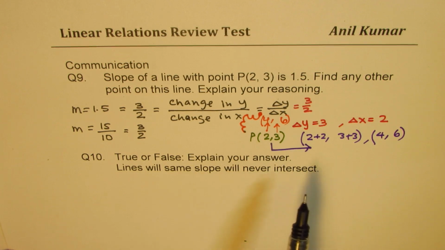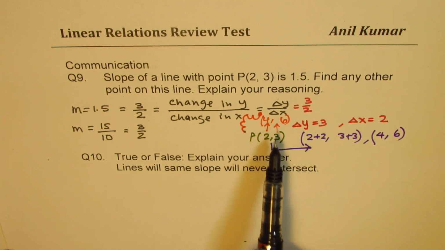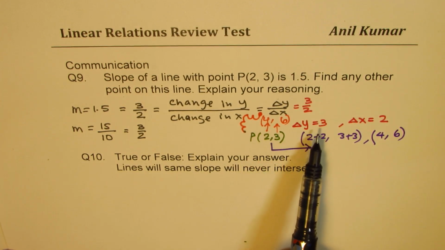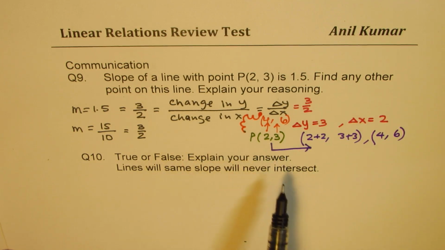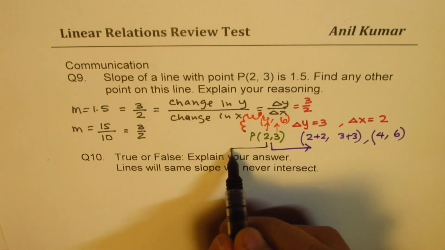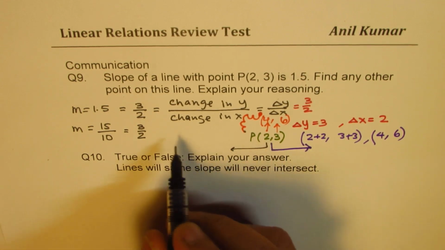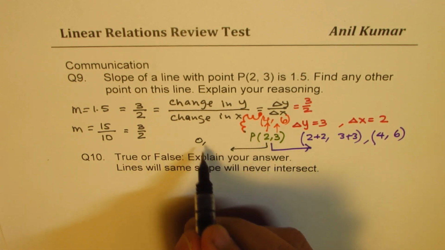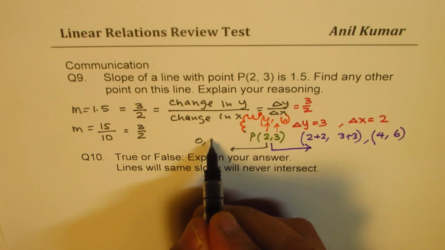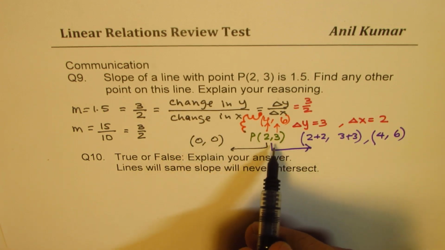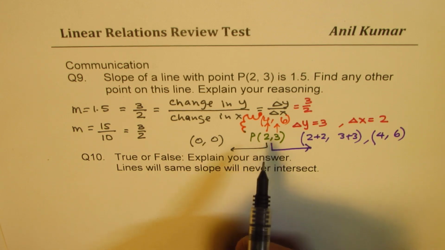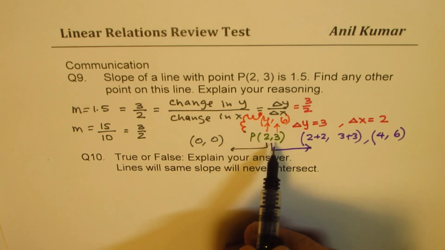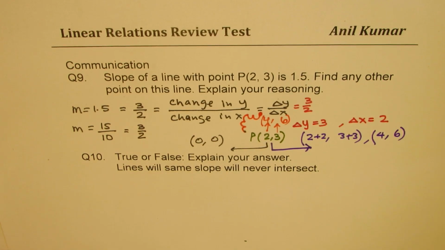So change in y. Perfect. You could do minus also. You could do minus 3 and minus 2, both negative, right? And you could get a point on this side. So if I do minus 2, I get 0 here, and minus 3, then I get again a 0. So what do you notice here? That 0, 0 lies on this line. The line passes through origin, right?